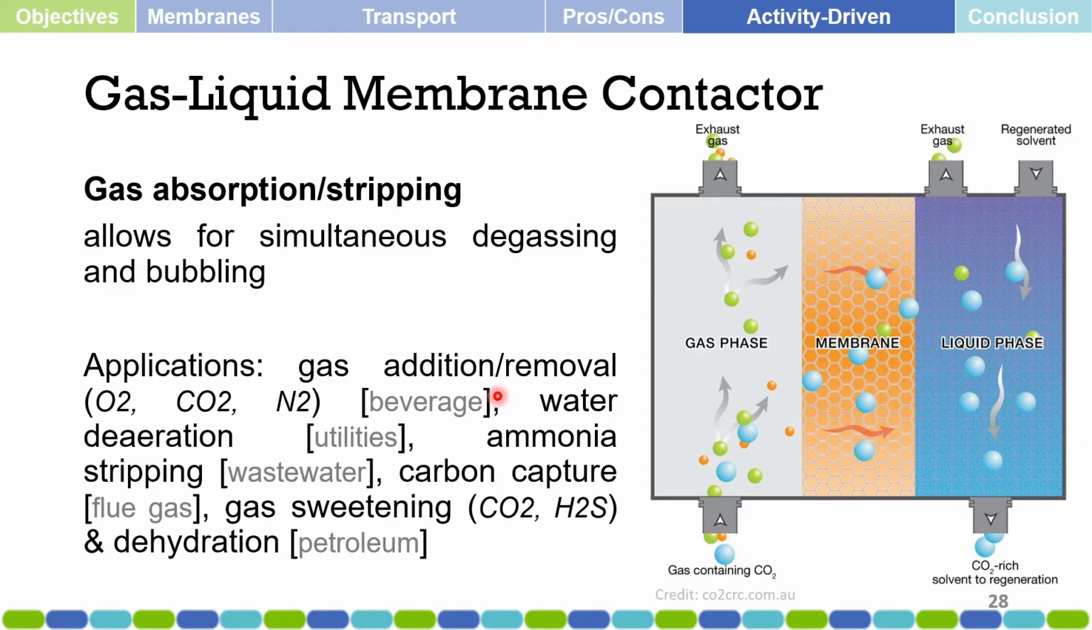But the main application for a gas-liquid membrane contactor will be in beverage industries, as well as in water deaeration in several utilities. Utilities such as boilers, cooling towers, and steam production. So generally, those types of utilities.